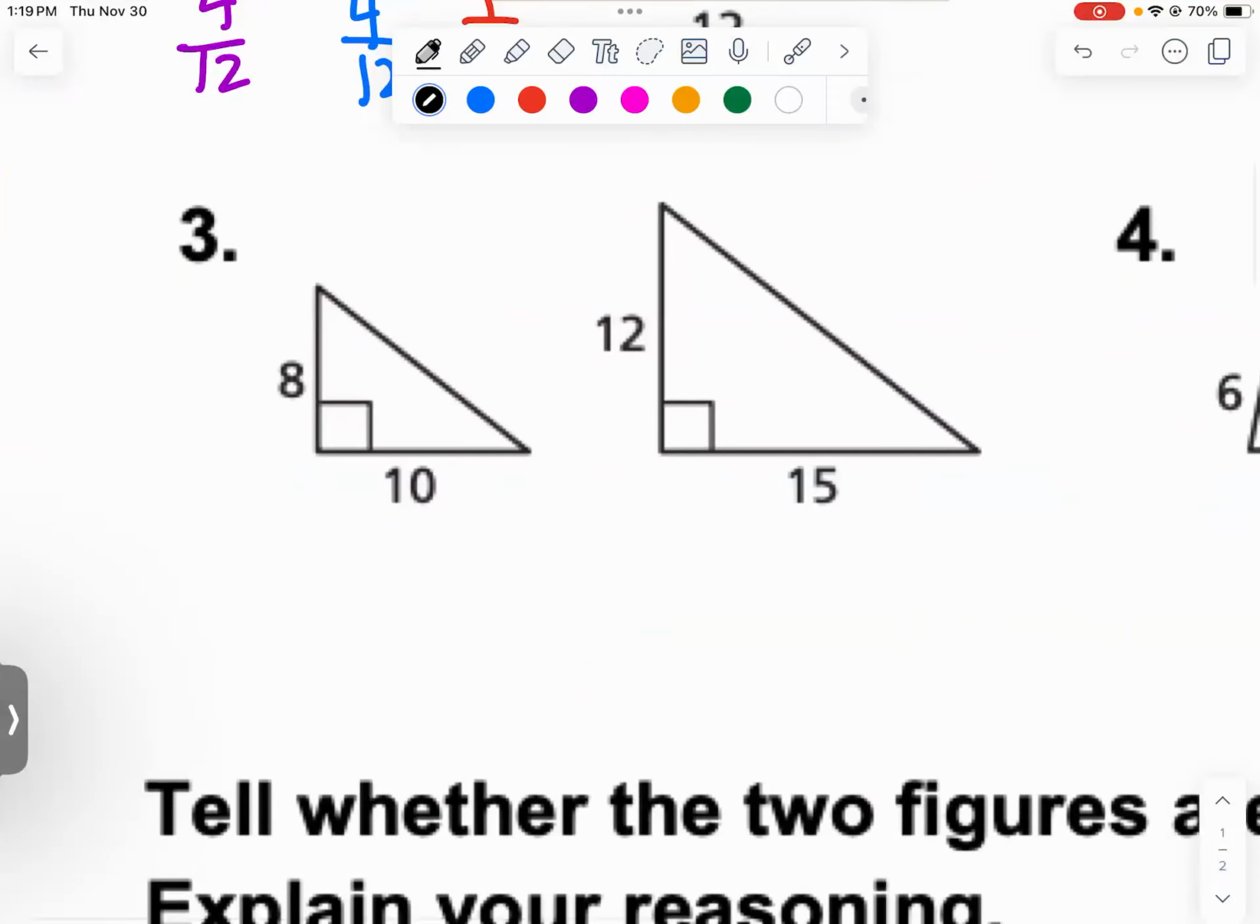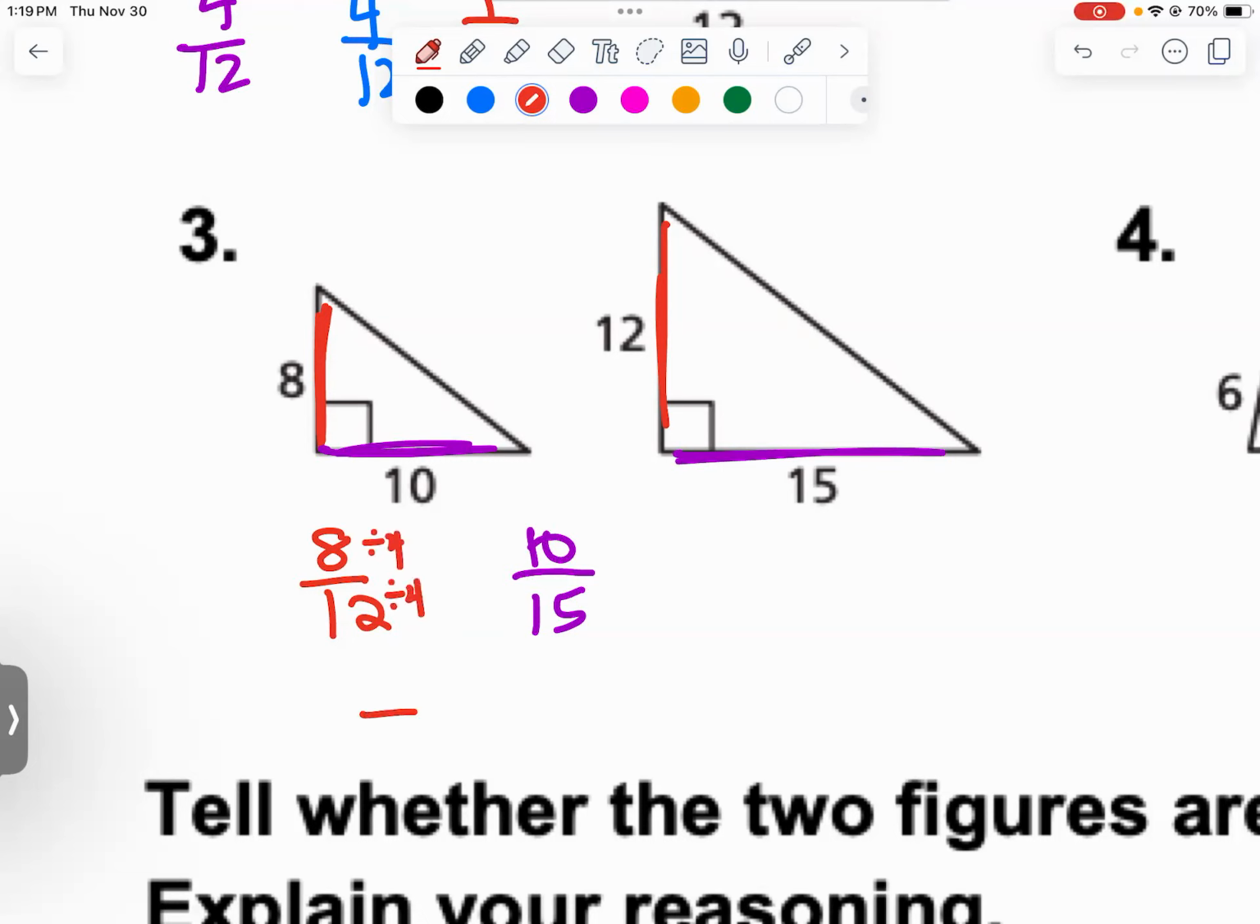So let's talk about this triangle. What would I match 8 up with? 12. Okay, so 8 over 12 and 10 over 15. So what can we reduce 8 over 12 to? Yeah, 4. So if we divide each of them by 4, we have 2 over 3. And then you can divide 5 by both of those, and we would get 2 over 3. Are those the same? Yeah. So that's why these are similar. That makes sense, doesn't it?